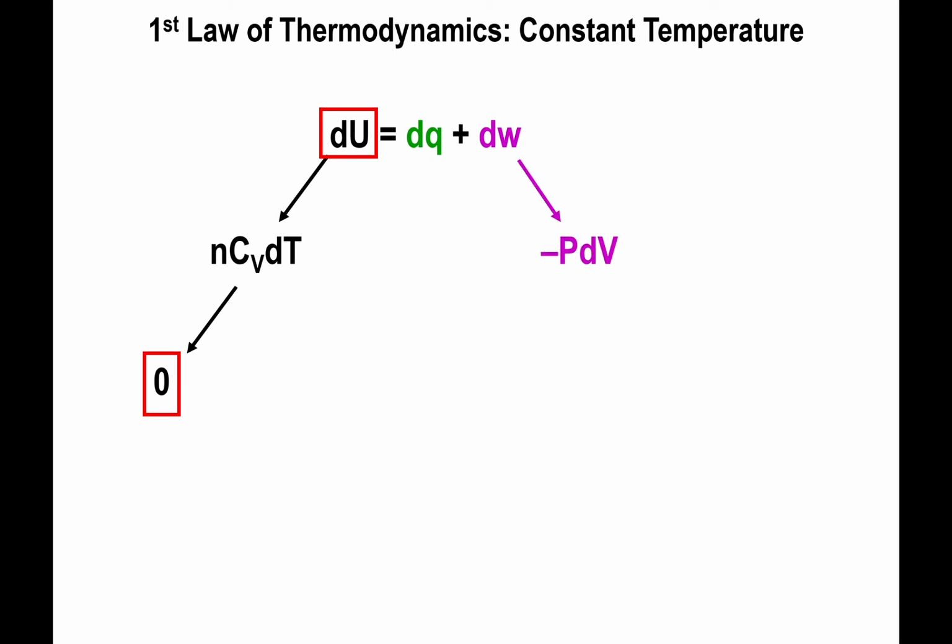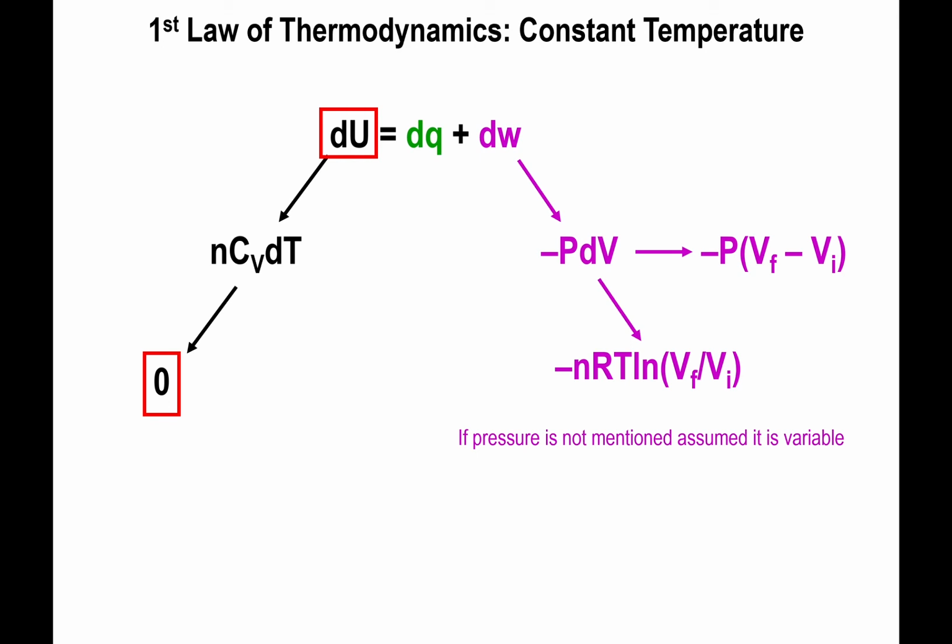And for the work, what we do know is that, okay, well, negative PdV is the work, but in the absence of any other data, what we need to assume is that the pressure is variable. However, if we're told that the pressure is constant, then we still use negative pressure times the change in volume. When the pressure is variable, however, we use negative nRT ln of the ratio of volumes. So depending which one you use, it really depends on the characteristics of the problem itself. But if the pressure is not mentioned in the problem, assume that it is variable.